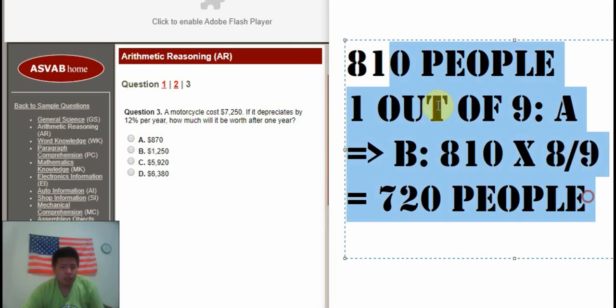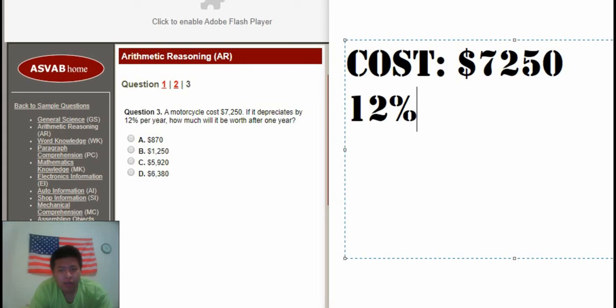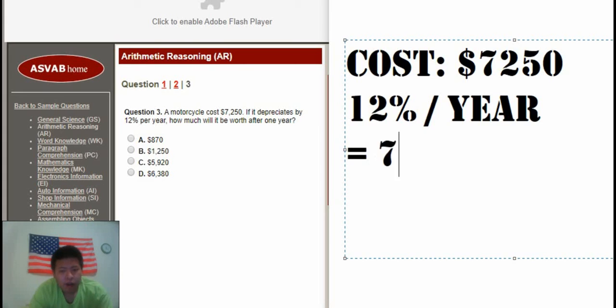The next question is about a motorcycle that costs about $7,250. If it depreciates by 12% per year, how much will it be worth after 1 year? So the cost is about $7,250, but it depreciates about 12% per year. So the value for the next year should be like this.